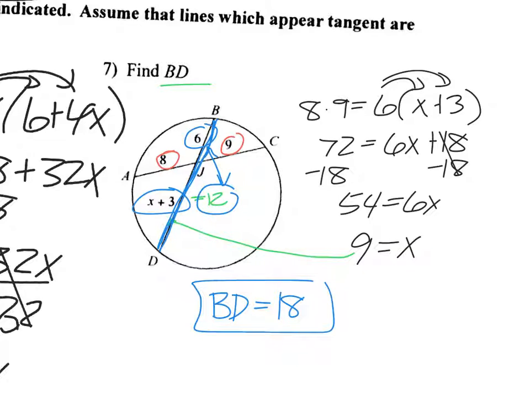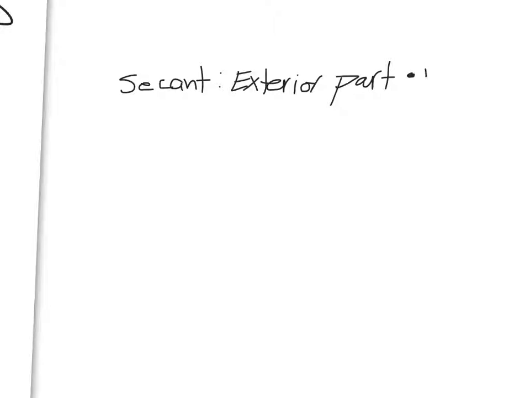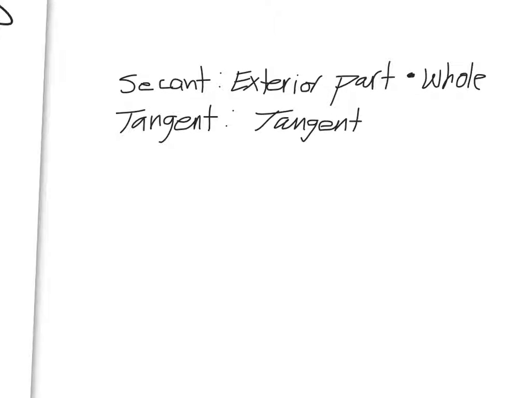So, not too bad, a little lengthy. Here are the things you want to remember. I'm going to write it over here again so that you have it. Remember what a secant is. A secant comes from the outside. Secant is exterior part times the whole. Tangent is tangent squared. And chord is part times part. So make sure you remember those.